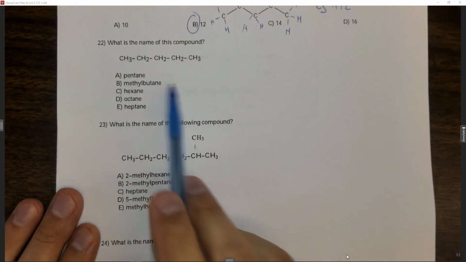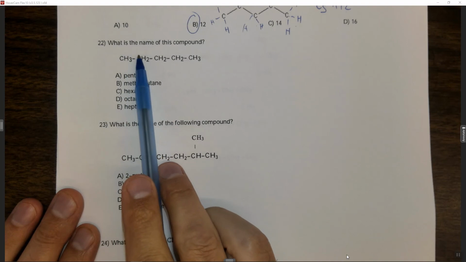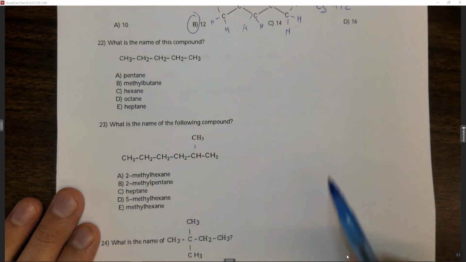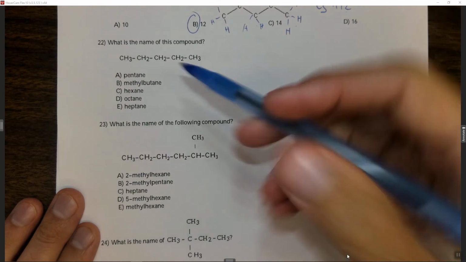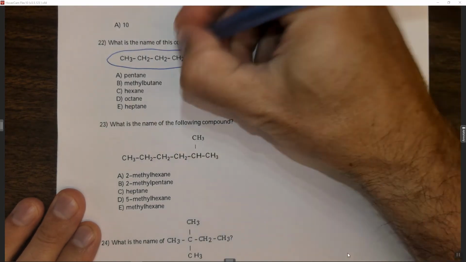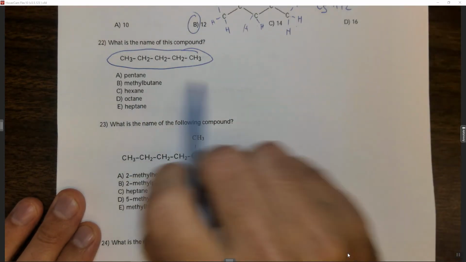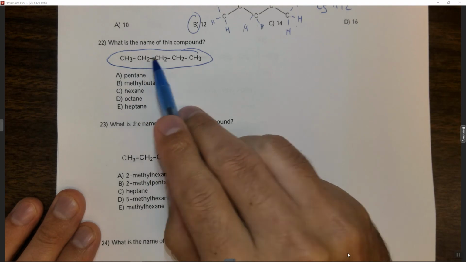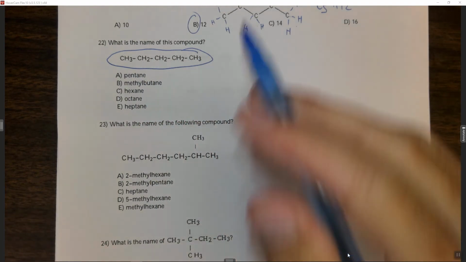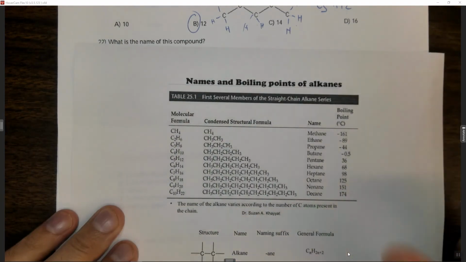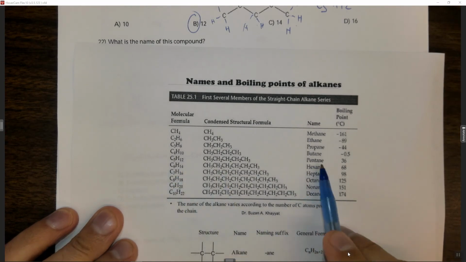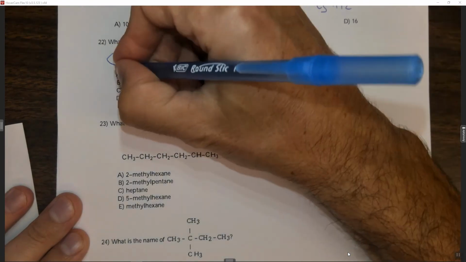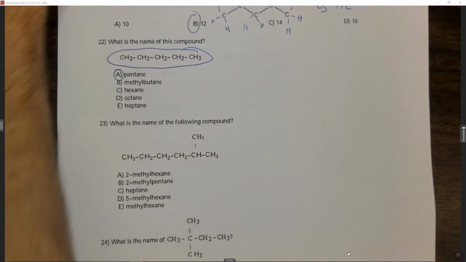For number 22, it's really important with the naming stuff that you take a look at the video if you haven't already, because I'm going to go through this very quickly. It says, what is the name of this compound? So you want to find the longest chain and circle it. This is the longest continuous carbon chain. In this case, it's just straight across. So we have 1, 2, 3, 4, 5 carbons. So we go to our sheet here, and we find 5 carbons in a chain. This is called pentane. So a 5 carbon chain is called pentane, choice letter A.